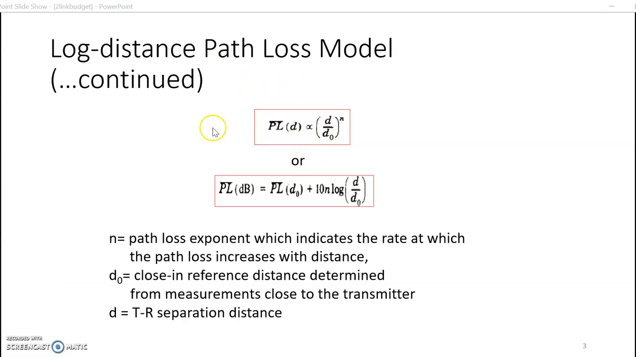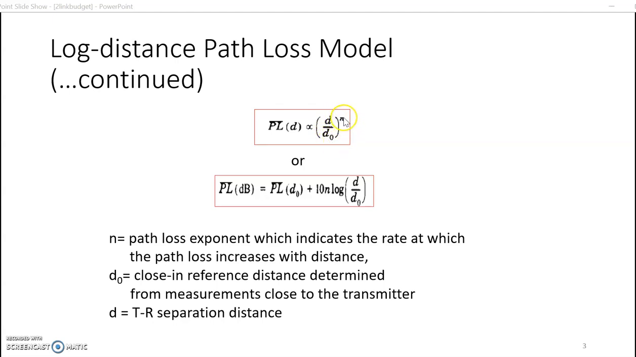So this is the equation that is used to calculate the path loss. This bar indicates that it is the average value for a group of different measurements or different TR separation measurements. This path loss is a function of distance, so d is written in the bracket. This path loss is directly proportional to (d by d naught) to the power n. d is the TR separation, that is the distance between the transmitter and receiver. d naught is the reference distance, which will be close to the transmitter.